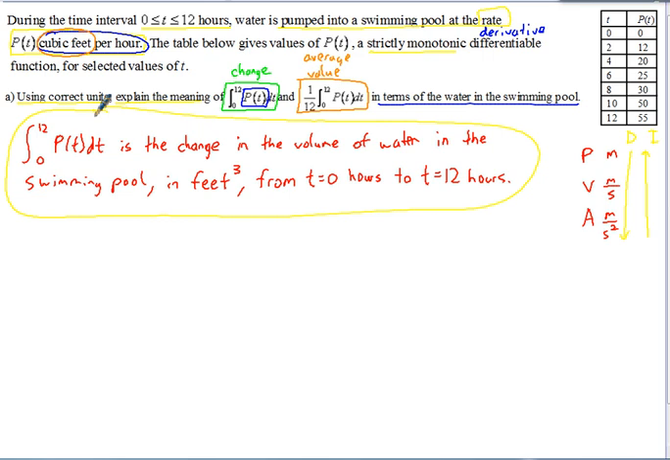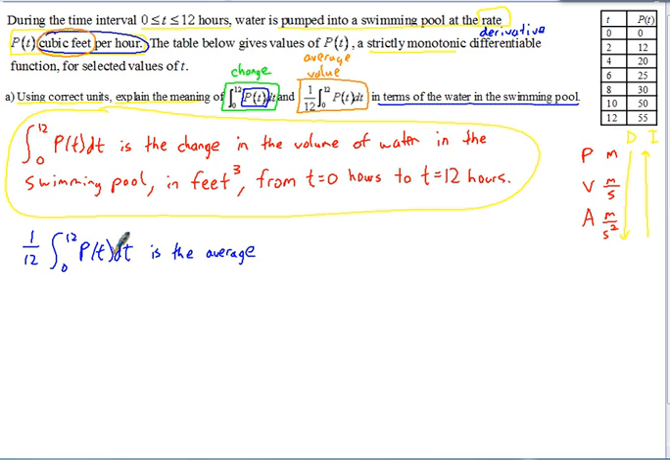All right, now let's take a look at explaining the meaning of this other one. This is similar to the last one we did in the last problem. If you have a 1/12 out in front, now it represents the average. It's not just the change, it's the average. And what is it the average of? Well, it's the average of whatever function we're integrating.